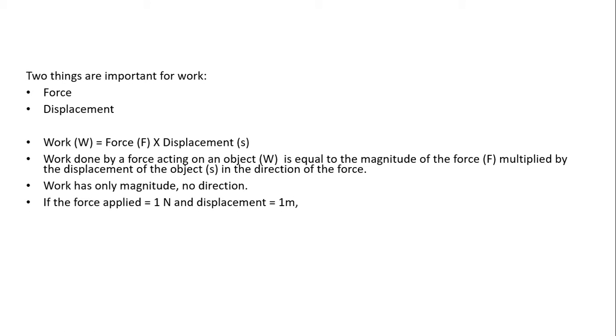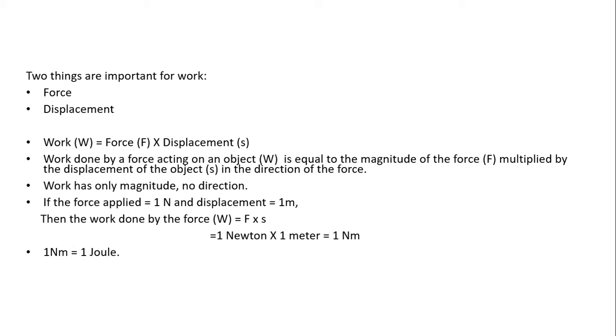Let's say if a force applied is 1 Newton and it is causing a displacement of 1 meter, how much work is done? So work done, W is equal to F into S. So force 1 Newton, displacement S 1 meter. So 1 Newton into 1 meter is equal to 1 Newton meter. And this Newton meter is equal to joule. 1 Newton meter is equal to 1 joule.